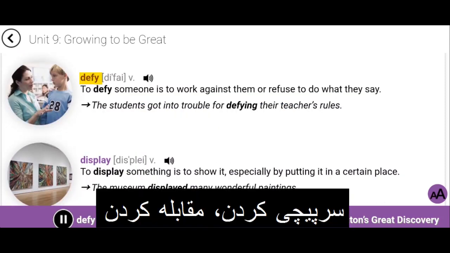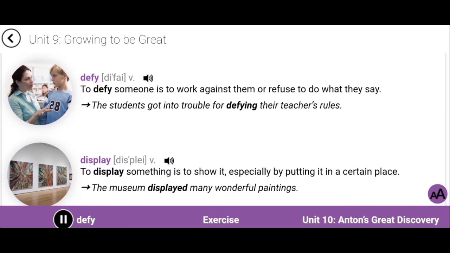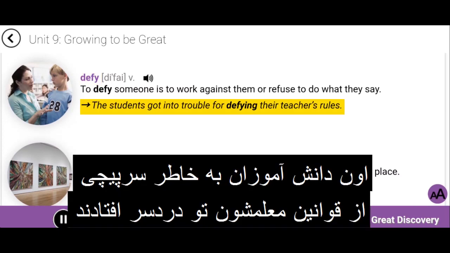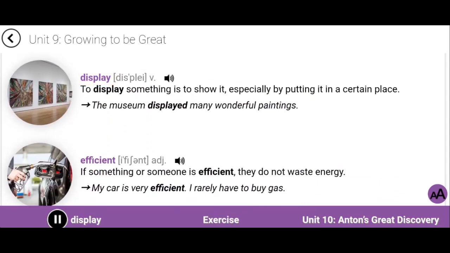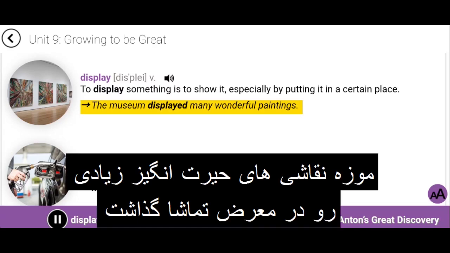Defy. To defy someone is to work against them or refuse to do what they say. The students got into trouble for defying their teacher's rules. Display. To display something is to show it, especially by putting it in a certain place. The museum displayed many wonderful paintings.